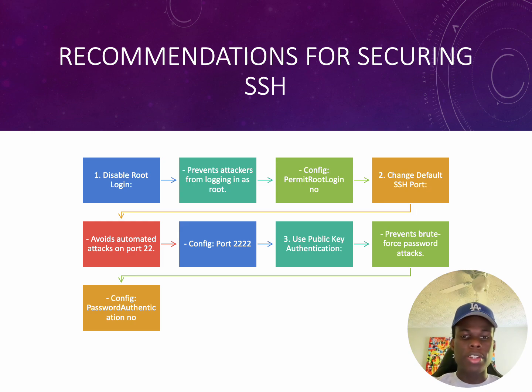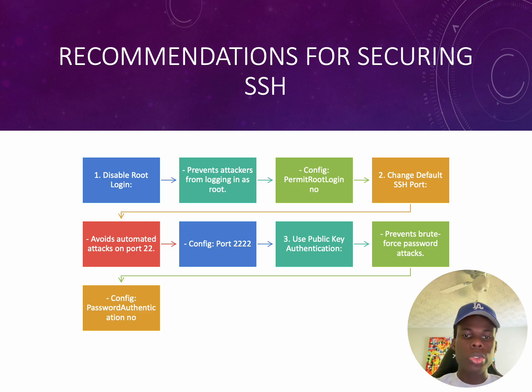Next, change the default SSH port. Like I said in the previous slide, using the default settings on SSH makes it quite susceptible to attacks such as brute force attacks. By default, SSH listens on port 22, which is frequently scanned by bots and attackers. Changing the port to, say, 2222 reduces exposure. Although it does not eliminate all risks, it helps in minimizing automated attacks.